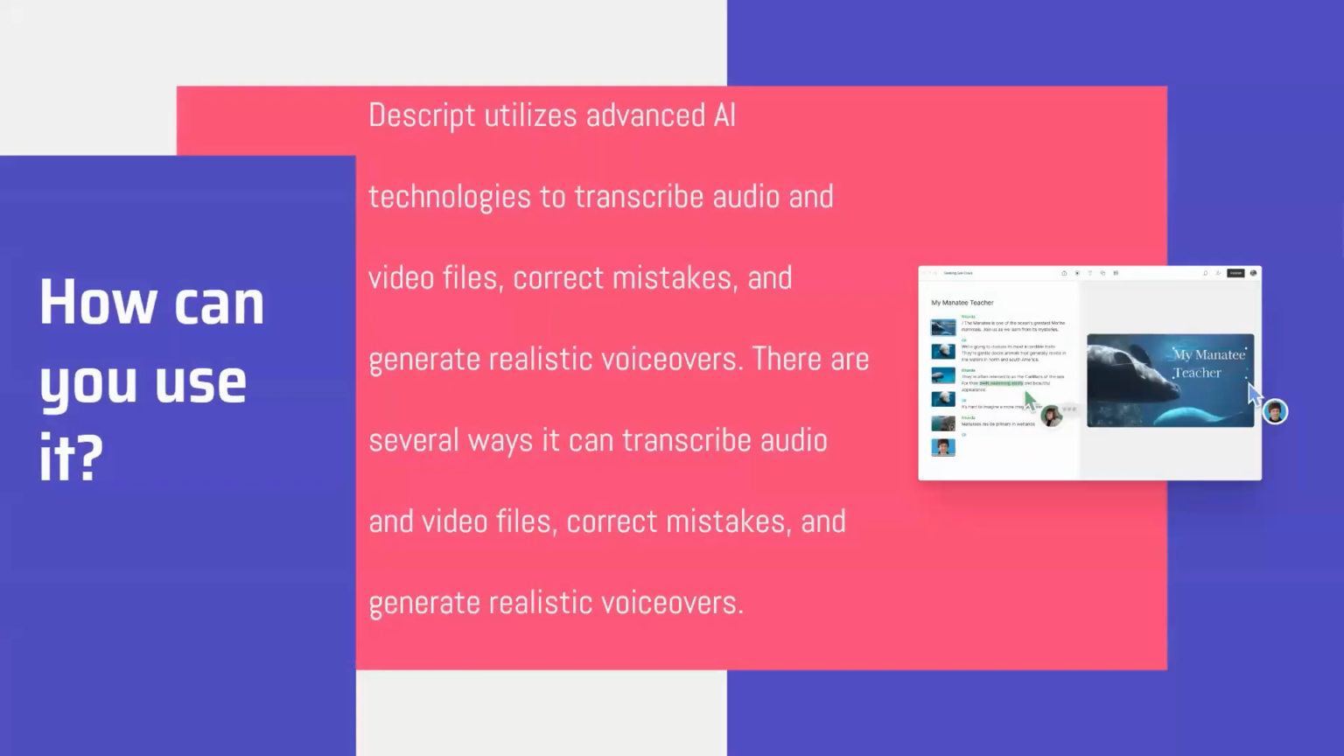Descript uses advanced AI technologies to transcribe audio, so basically turn any video and audio recordings into text, and then you can correct mistakes. Let's say you said a word wrong, you can go in and just type the correct word, and Descript will automatically make it seem like you just said that word from the beginning. You don't have to re-record. It does that by creating a realistic voiceover using AI.